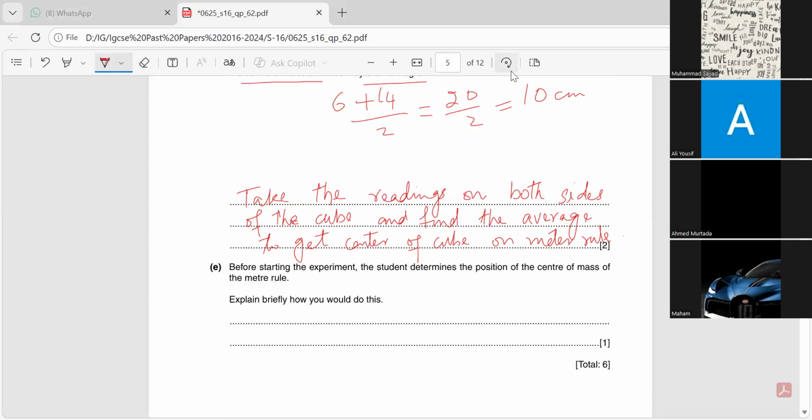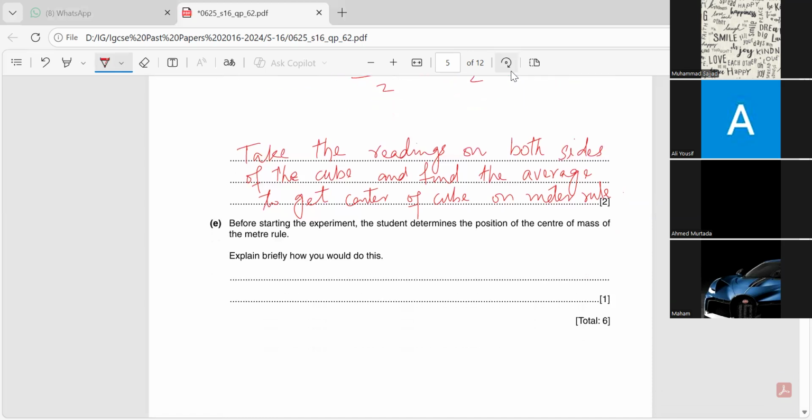Now, before starting the experiment, the student determines the position of the center of mass of the meter rule. Explain briefly how you would do this. This is also very simple, but even when I was explaining this topic in general physics, we discussed it.